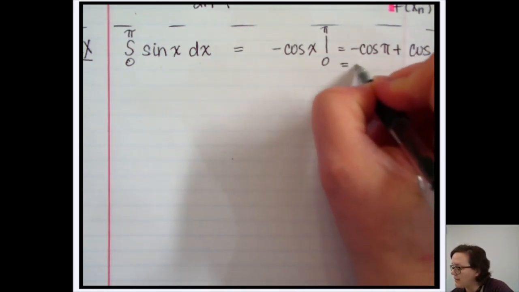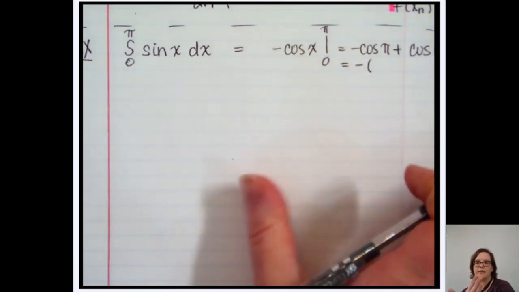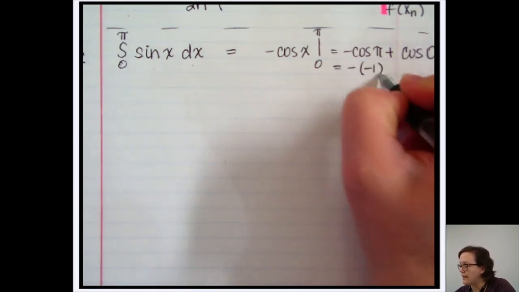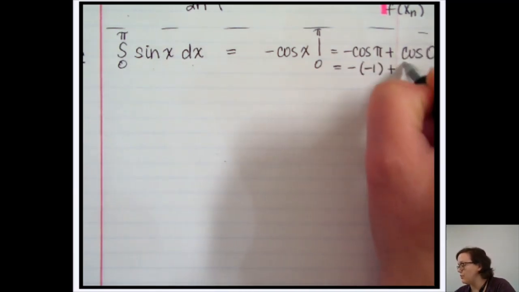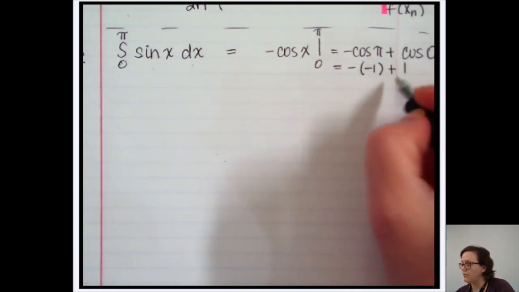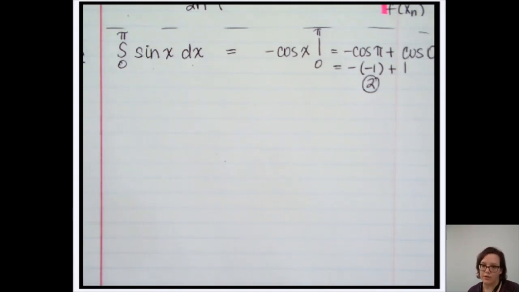So we get negative, and from your chart, or just remember, pi is to the left, so your x value would be negative 1. And the cosine of 0 is 1. So we have negative times negative 1 is positive 1, and 1 plus 1 is 2. So from regular integration, we know our answer is 2. But let's see using the trapezoid rule what we get.